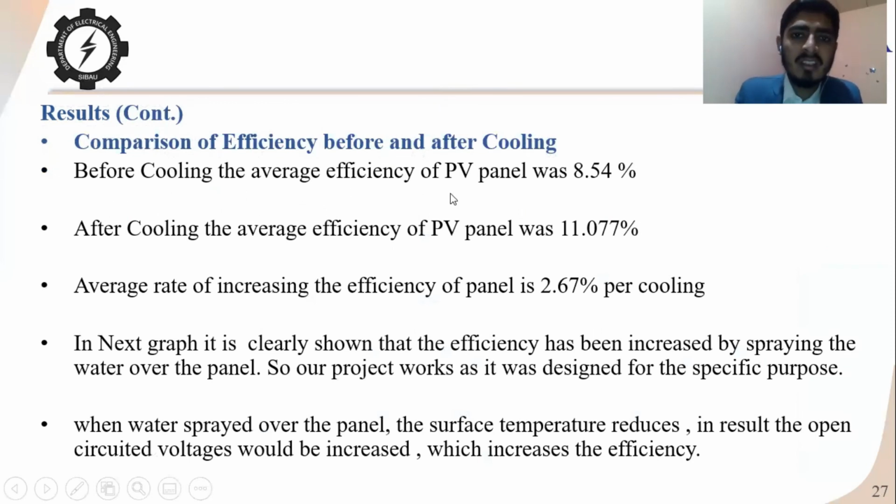Before cooling, the average efficiency of the PV panel was 8.54%, and after cooling, the average efficiency was 11.07. It means it has increased the efficiency of the PV panel by 3 to 4%, and the average rate of increase in efficiency was 2.67% per cooling. It means whenever the cooling system operates, the efficiency increases by up to 2.67% per cooling. In the next graph, it is clearly shown that efficiency has been increased by spraying the water.